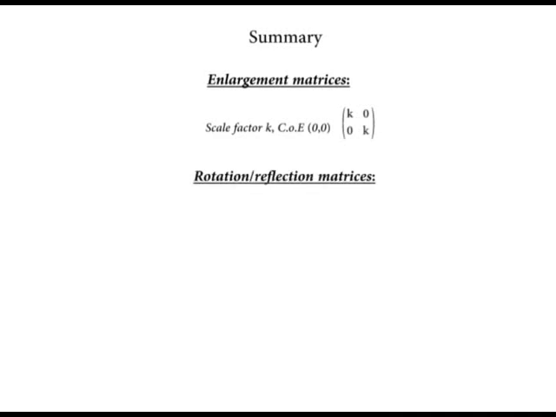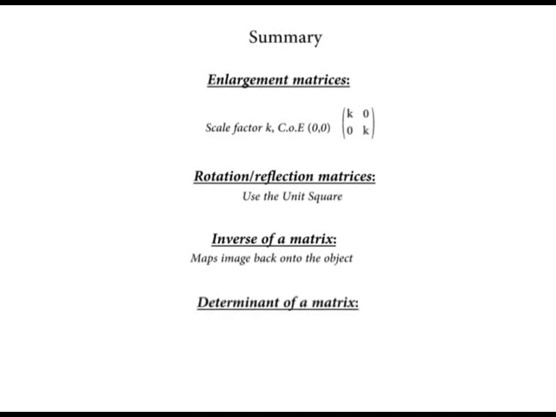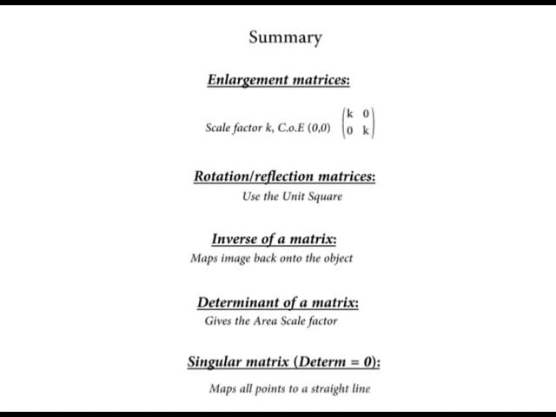Rotation about the origin and reflection matrices are determined using the unit square. The inverse of a matrix will map the image back onto the object. The determinant of a transformation matrix gives the scale factor for area. A singular matrix, that is one with a determinant of 0, will map all points to a straight line.